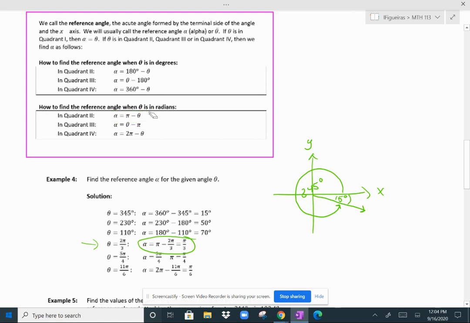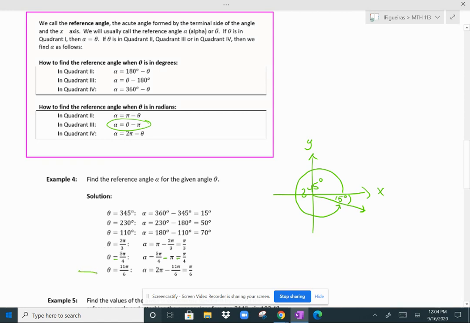Now I move on to 5 pi over 4. So 5 pi over 4 is in quadrant 3. And if you're not sure what quadrant it's in, you could always convert these to angles to help you. So 5 pi over 4 minus pi, I'm using this one now, is equal to pi over 4. So pi over 4 is your reference angle.